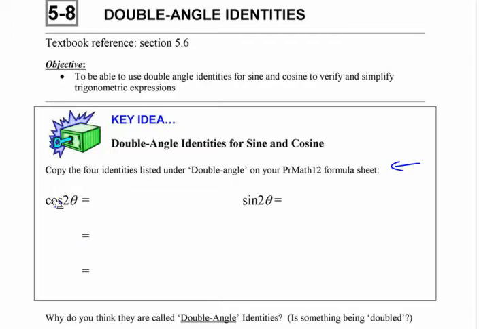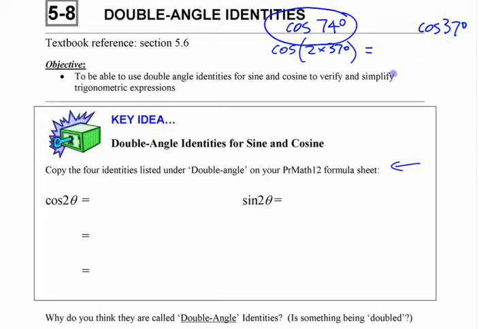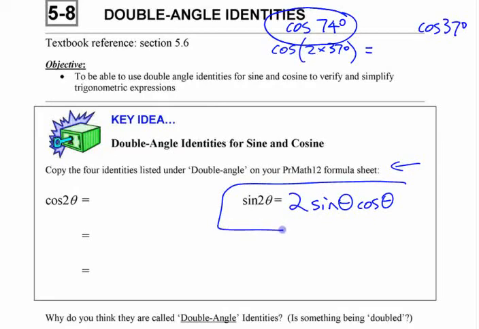So it's looking at something like cosine of twice, I don't know, an angle here, 37 degrees. And it's looking at how is that related to the trig ratios for, in other words, cosine of 74 degrees. It's looking at how is cosine of 74 related to cosine and sine of 37 degrees. So that's what these are all about here. Sine of 2 theta here is the same as 2 sine theta cos theta. That's just what it is.